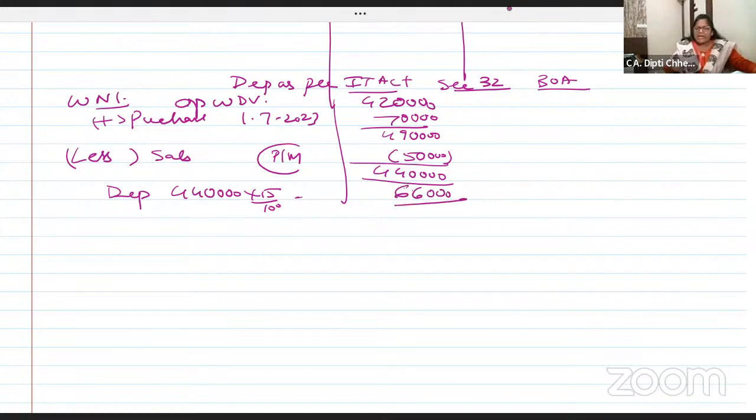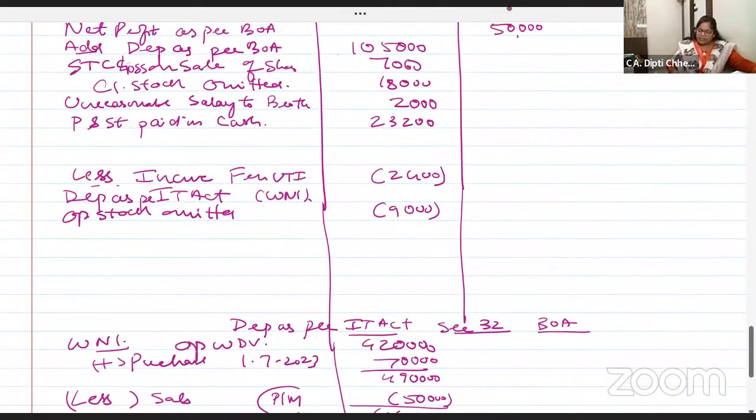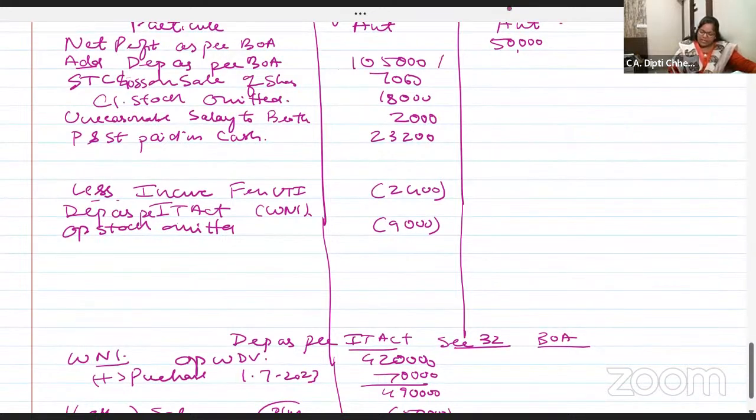Now don't waste your time in calculating closing WDV. You have added back the depreciation as per books and you deduct depreciation as per Income Tax Act section 32. Interesting? Now, rent and rates include GST liability.